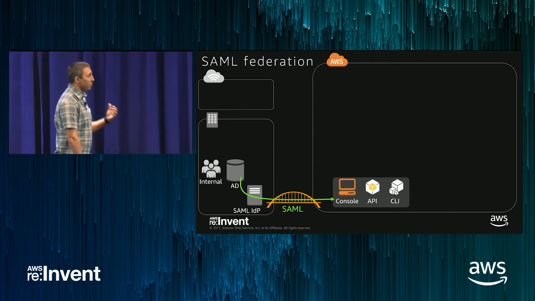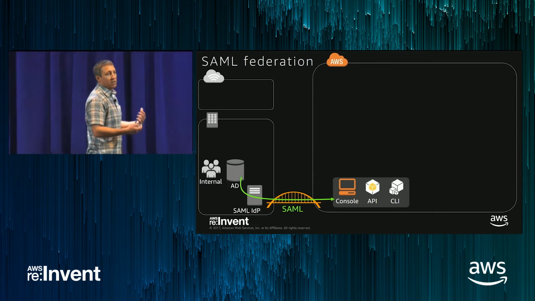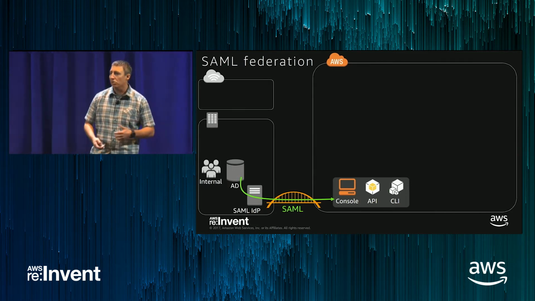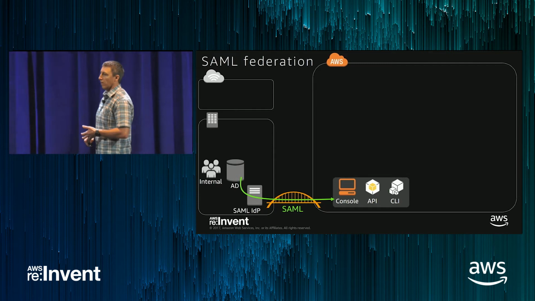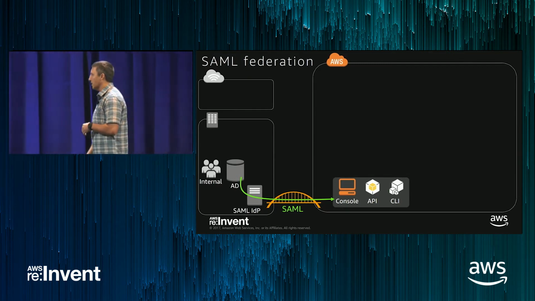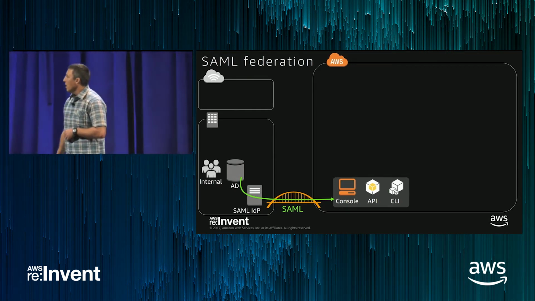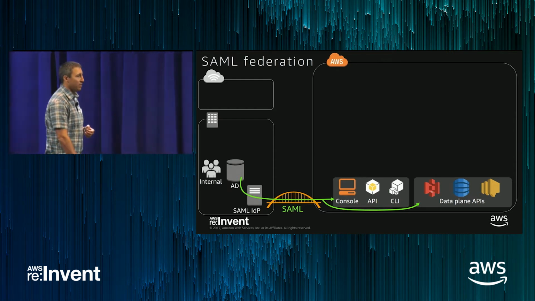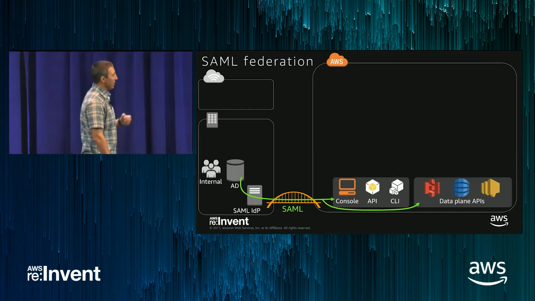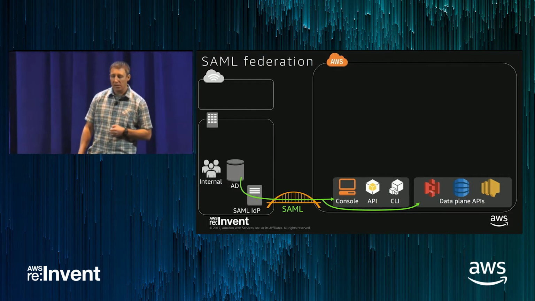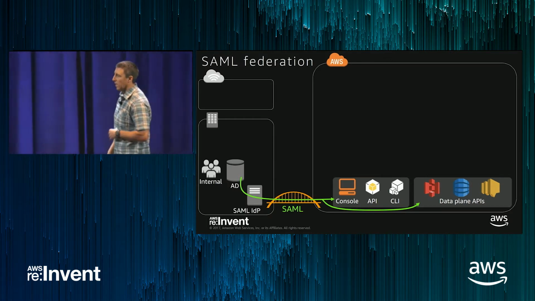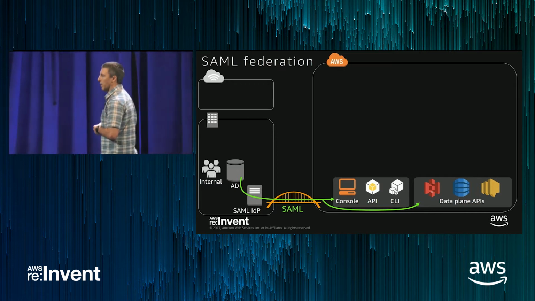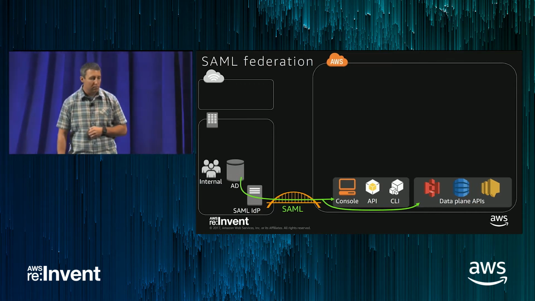The first and most notable use case for SAML is federation into AWS itself, that control plane, whether that's the console, whether it's API access, whether it's CLI access, etc. As a natural extension of that, we also get through that same bridge federated access into those data plane APIs, right? DynamoDB, S3, SNS, anything that speaks its data plane over an AWS API.